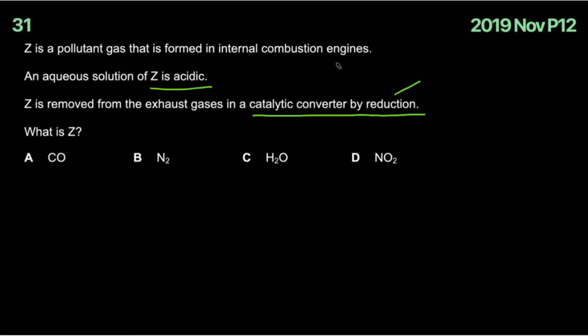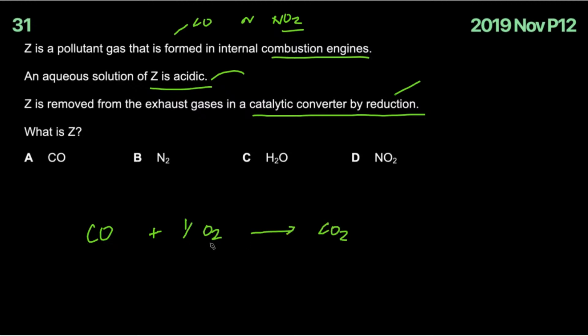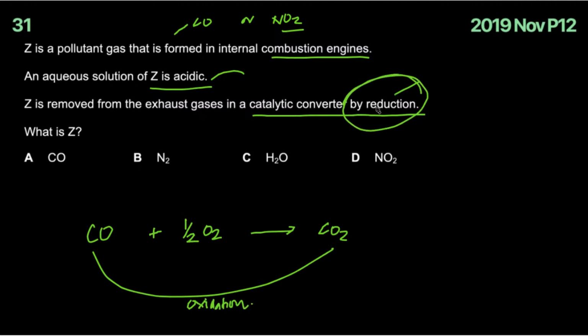People, because you see, it can only be carbon monoxide or nitrogen monoxide or dioxide, right? The problem is nitrogen monoxide is actually neutral. It's not acidic. But more importantly, carbon monoxide is removed by the catalytic converter to make it carbon dioxide, and that is actually oxidation. And they wanted what? Reduction.